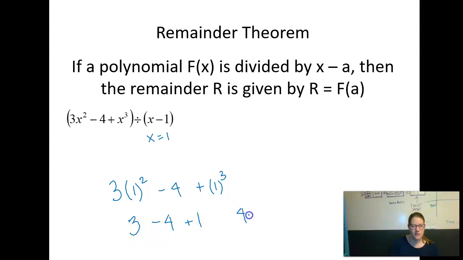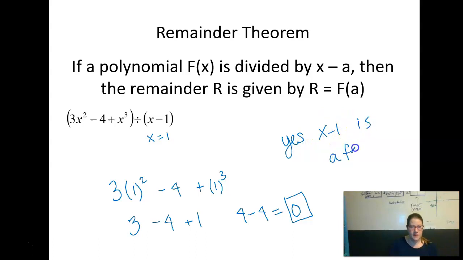So again, no remainder, which means that x minus 1 goes evenly into 3x squared minus 4 plus x to the third. So if you were asked, is x minus 1 a factor of 3x squared minus 4 plus x to the cube? I could plug in that zero, and if I get a zero here, then yes, it would be a factor because it goes evenly in.